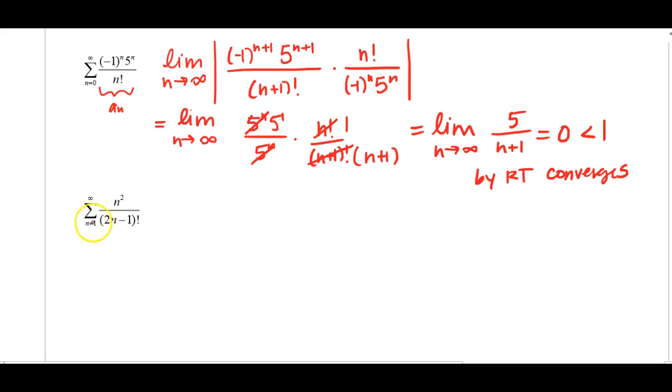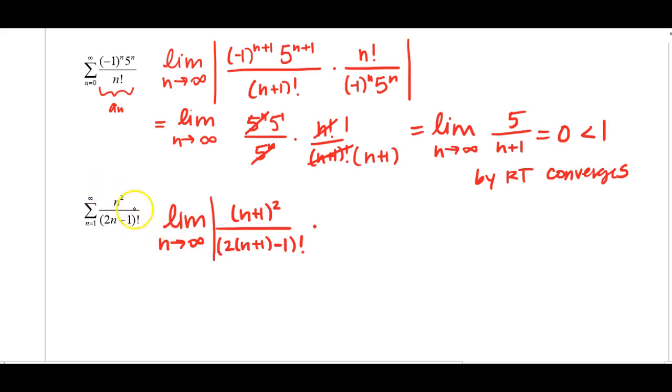And now let's try this next one. So the sum of n equals 1 to infinity of n squared over 2n minus 1 factorial. Just for some ratio test practice, we have the limit as n approaches infinity. So here we get n plus 1 squared over 2 times, I'm going to replace this n with an n plus 1, so 2 times n plus 1 minus 1 factorial, times, so there are absolute value bars here, the reciprocal of this. So instead of dividing by this term, I'm going to multiply by 2n minus 1 factorial over n squared.